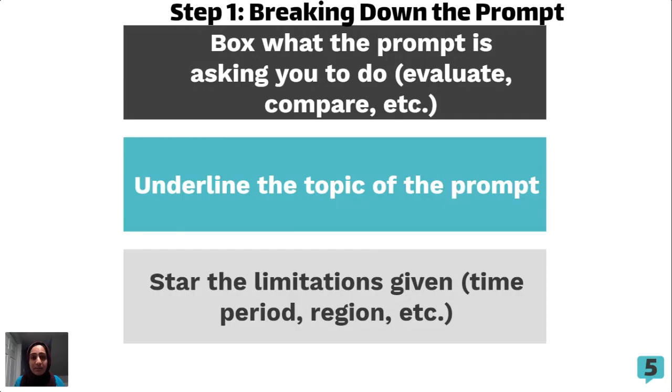The time period. So if a prompt gives you the time period 1450 to 1750, you're not going to want to talk about something that happened in like 600 CE or way after that. You're going to want to make sure you're in that time frame, and that's how you'll get your points. Otherwise, you might have the best evidence, but if it doesn't align with the prompt, you are not going to get your points.